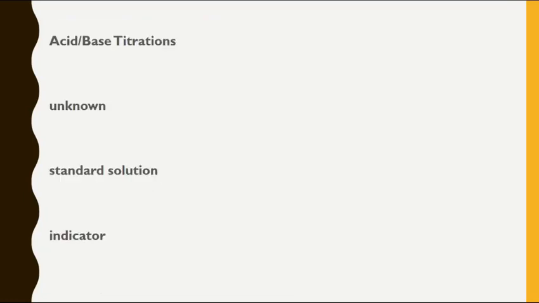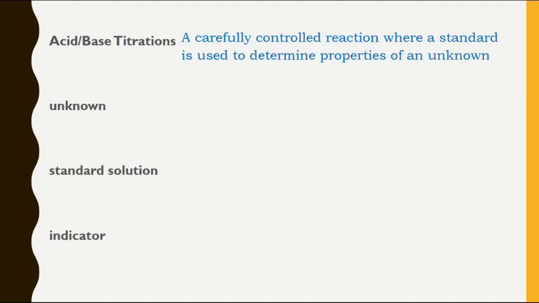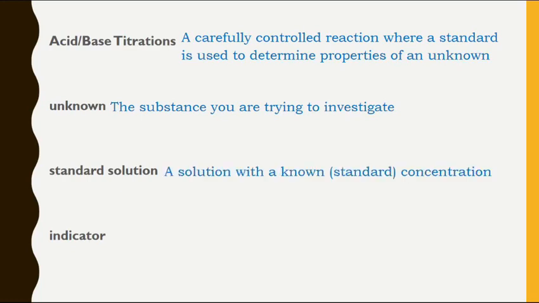So first, our definitions. What is an acid-base titration? Well, it's just a carefully controlled reaction with a standard solution that we use to determine properties of an unknown. And unknowns and standards are exactly what they sound like. An unknown is a substance we don't know stuff about, so I'm going to try and investigate it and use a titration to learn more about that stuff. Our standard solution is a solution with a known, aka standard, concentration.